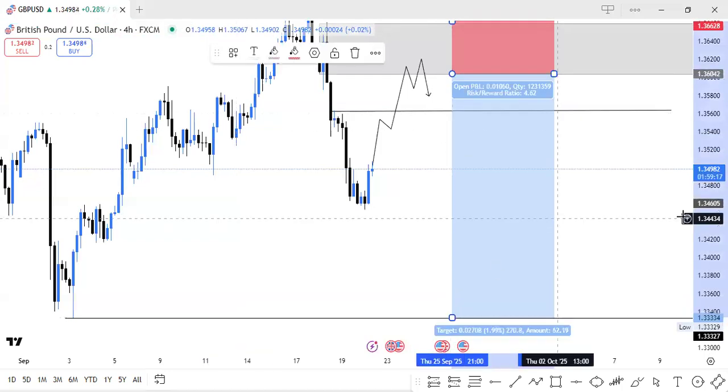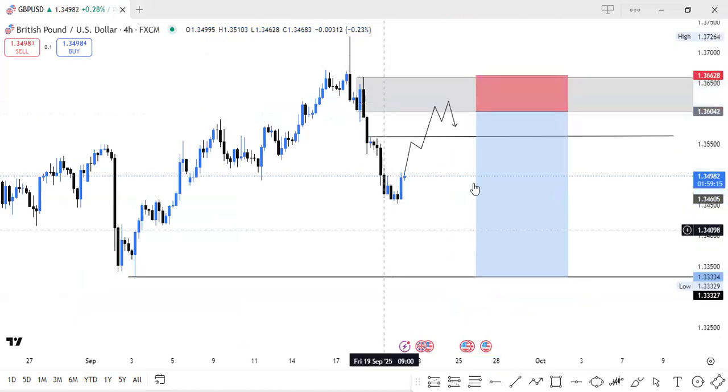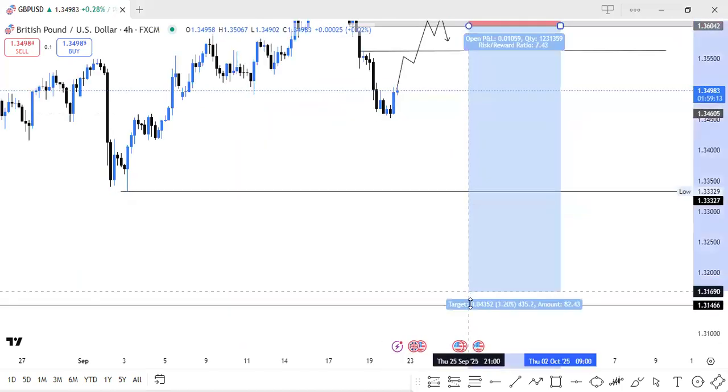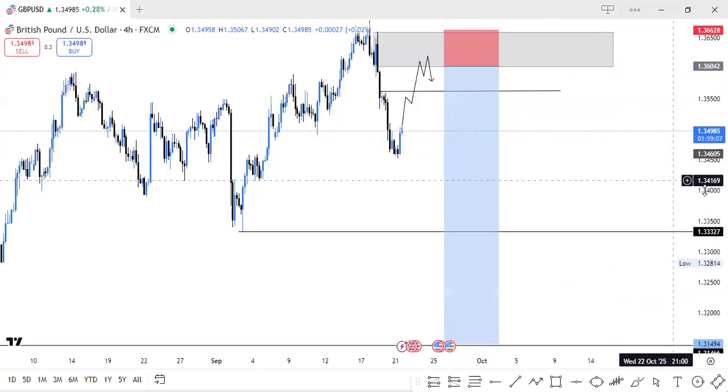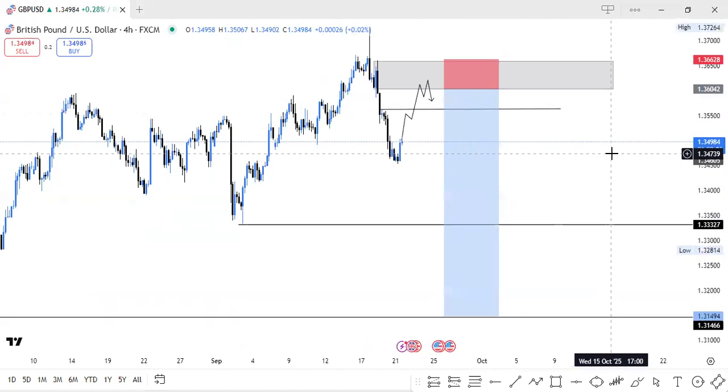This is a 1:4 risk to reward, and my final take profit is going to be this, which is a 1:7 risk to reward ratio on the GBP USD final target. So you see how simple this strategy is. All you need to do is identify liquidity.